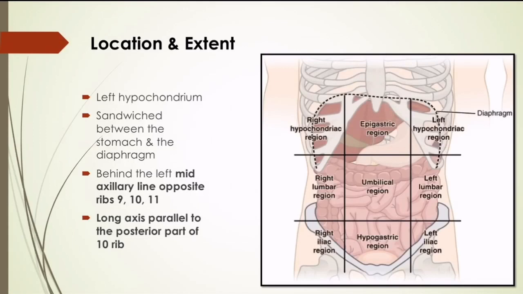Location and extent: it is present in the left hypochondrium, this region between the 9th, 10th and the 11th left ribs. It is sandwiched between the stomach and the diaphragm posteriorly. It is present behind the left mid-axillary line, that's your mid-axillary line of the left side. And the long axis is parallel to, now you can't see it from here because the spleen lies posteriorly, but it is parallel to the 10th rib. Okay?